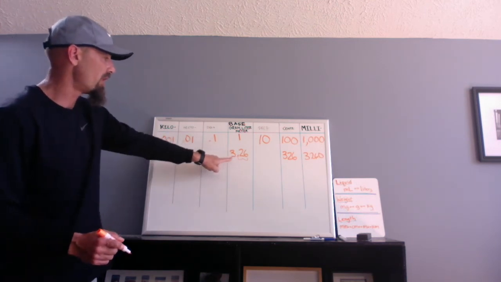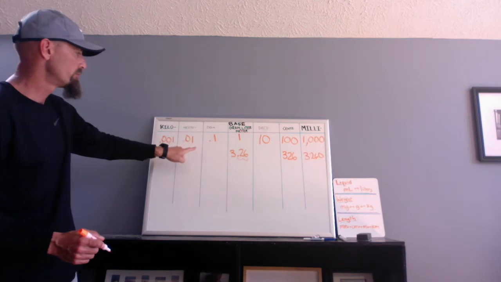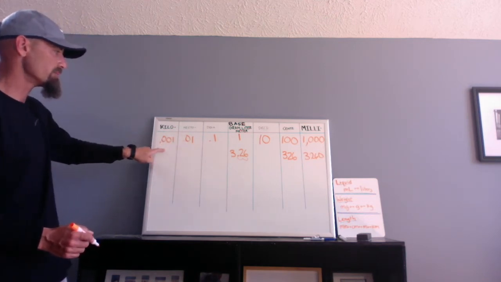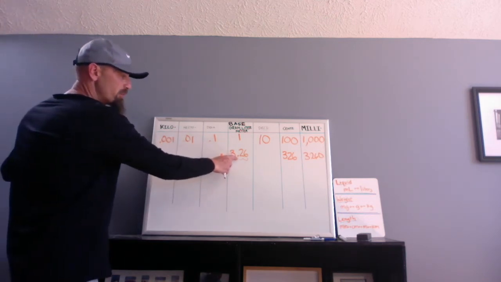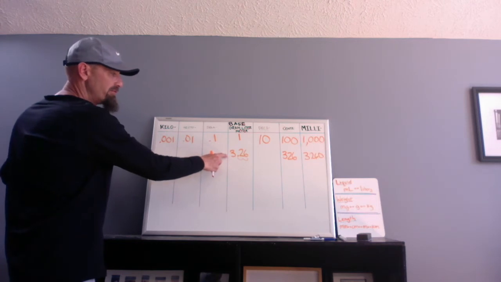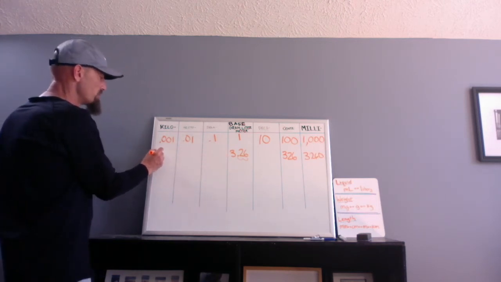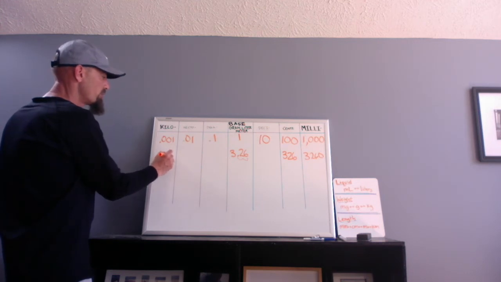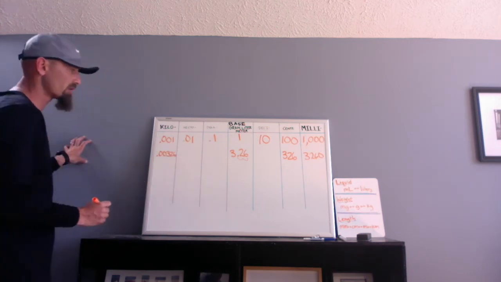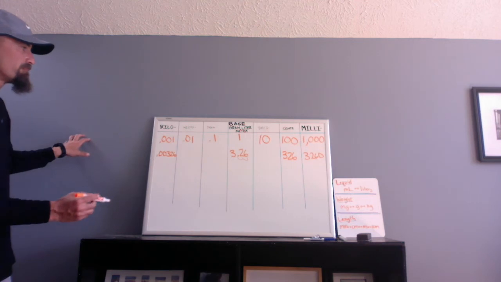If I'm going from meters and I want to go over to kilometers, now my decimal point is going the other way. 1, 2, 3 times. So if I move my decimal place back once, I would have to fill in with 2 more zeros. So I have 0.00326.